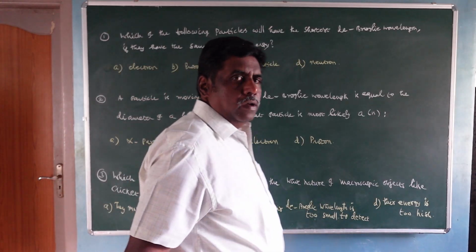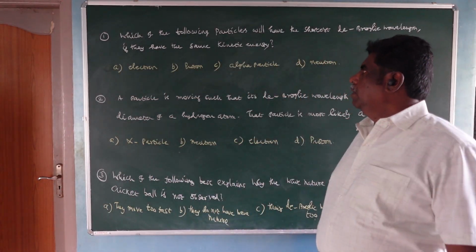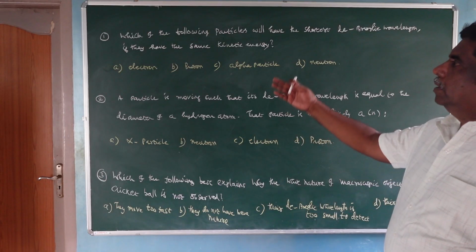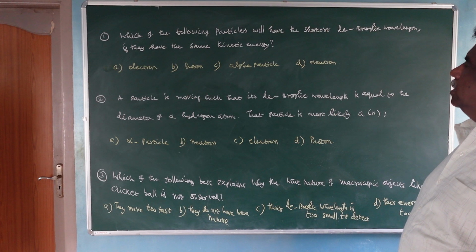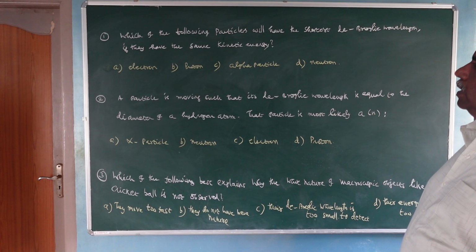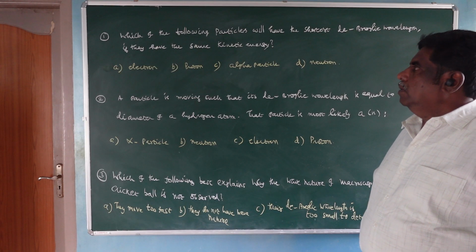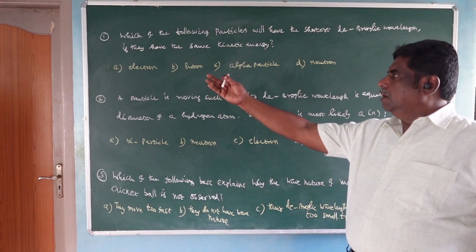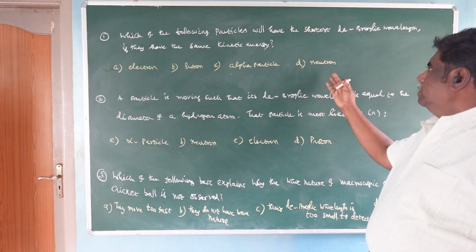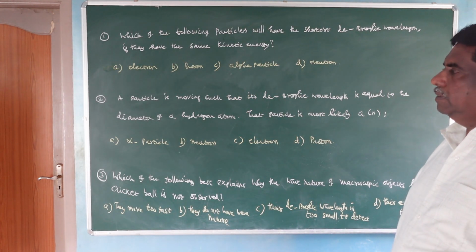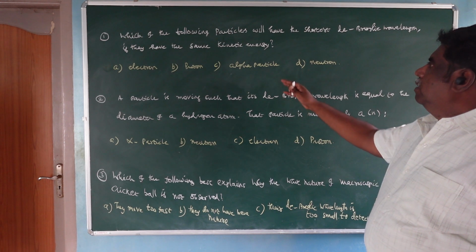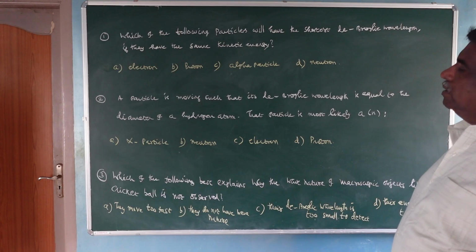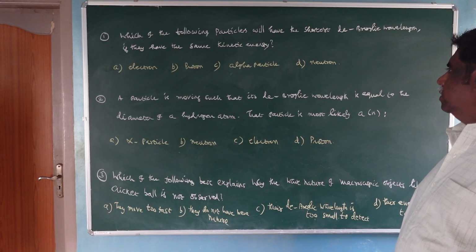Here are a few problems in wave mechanics. See the first problem. Which of the following particles will have the shortest de Broglie wavelength if they have the same kinetic energy? All the four particles are having the same kinetic energy. Among the four, which one has the shortest de Broglie wavelength?